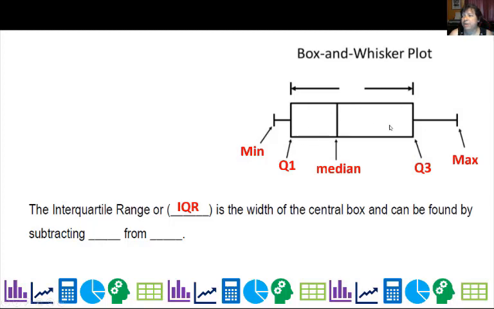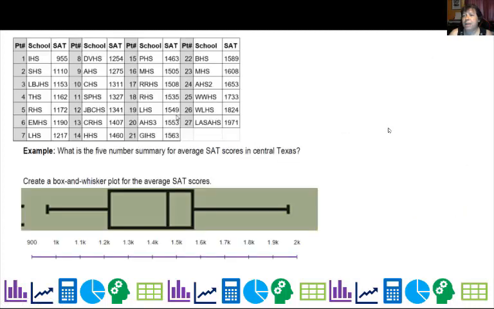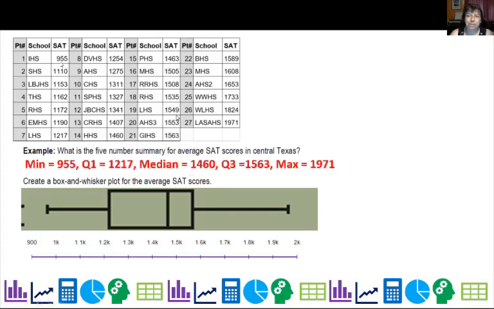So if it's from here to here, I can find the width by subtracting Q1 from Q3. Now let's go ahead and take a look at the data we have here. What is the 5-number summary? Well, we've already kind of derived all that. We said the min is easy to pick out. It's 955. We already talked about Q1, the median, and Q3. And the max is right there at 1971.